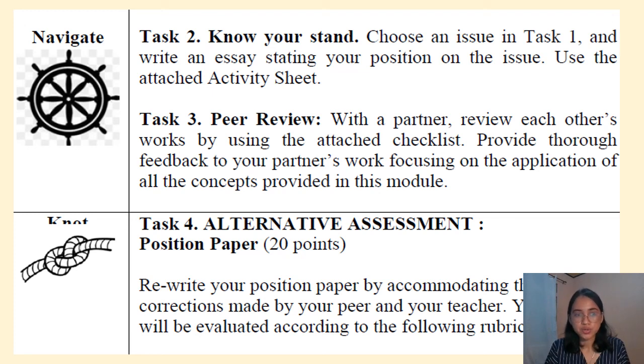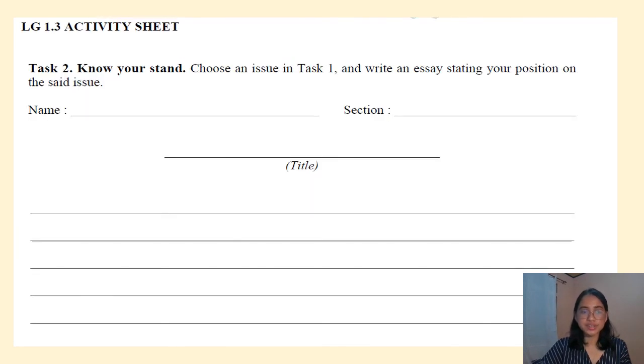Okay, so you have listed, I think, more than one topic on that. So you choose only one issue. No? After that, you write a position paper on that issue. The activity sheet can be found in LG 1.3. So this is your activity sheet, class. Okay, so know your stand, choose an issue in task 1, and write an essay stating your position on the said issue. Okay, your name, section, and then your title.